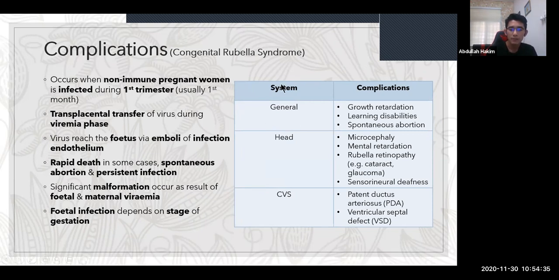So there are many complications of congenital rubella syndrome towards the fetus. For the general ones, we can see growth retardation, learning disabilities, and spontaneous abortion. For the head, we can see microcephaly, mental retardation, and rubella retinopathy, for example cataract and glaucoma, and also sensorineural deafness. And lastly, for the cardiovascular complications, we can see PDA and VSD.